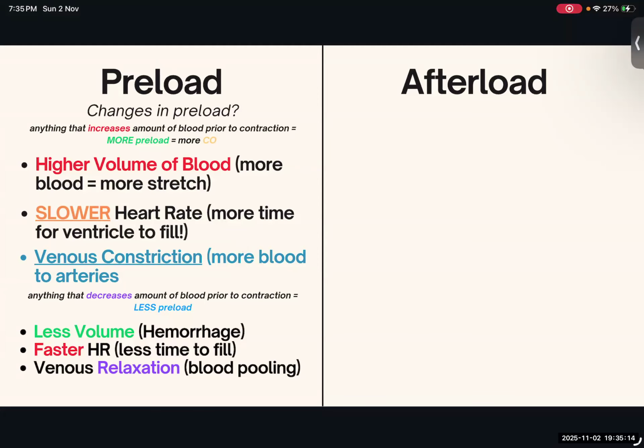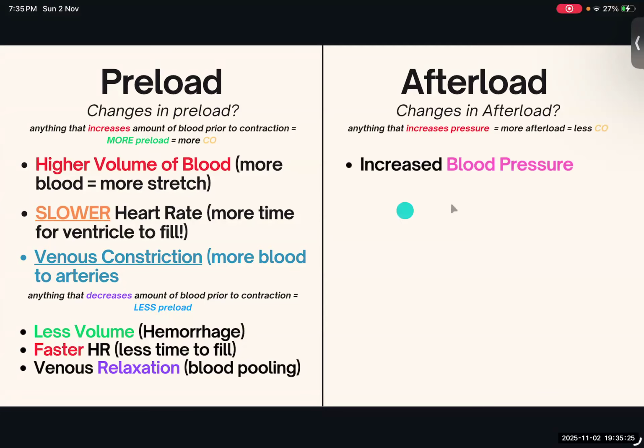So let's talk about how we can change afterload. Changes in afterload, again, will be anything opposing the pumping of blood outside of the heart. So that's also going to decrease cardiac output. So increased systolic blood pressure. If the blood pressure inside the big arteries of the body is increased, the heart has to work harder to push the blood outside of it. So that will increase afterload and reduce stroke volume, reduce cardiac output.